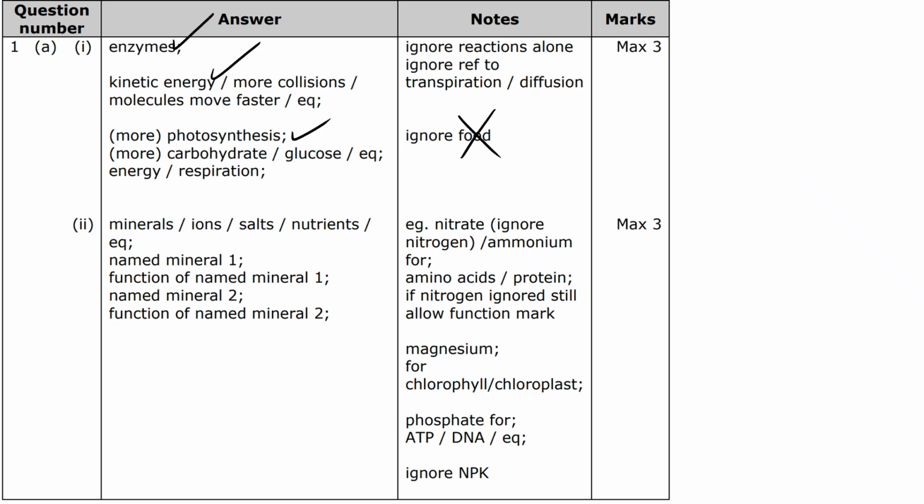The next one talks about fertilizers, and we're talking about minerals like nitrate, which is important for amino acids, magnesium, which is important for chlorophyll production, phosphate, which is important for ATP and DNA. Brilliant. Alright guys, I hope you enjoyed the video. I hope you've summarized crop yield.